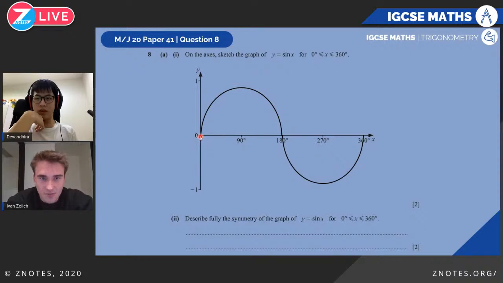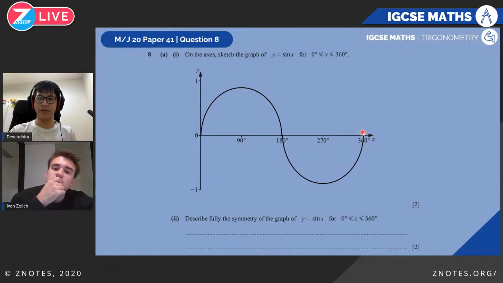It should start at 0. After it hits its maximum, it goes back down to 0 at 180 degrees. Then it goes to -1 at 270 degrees, and then it hits 360 degrees at 0. So it kind of goes like a full loop kind of thing.